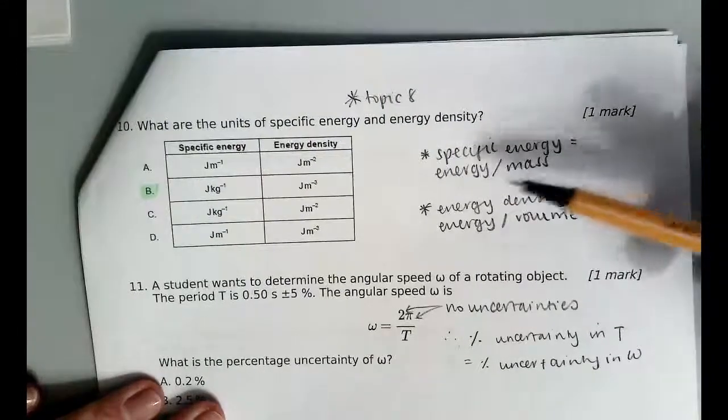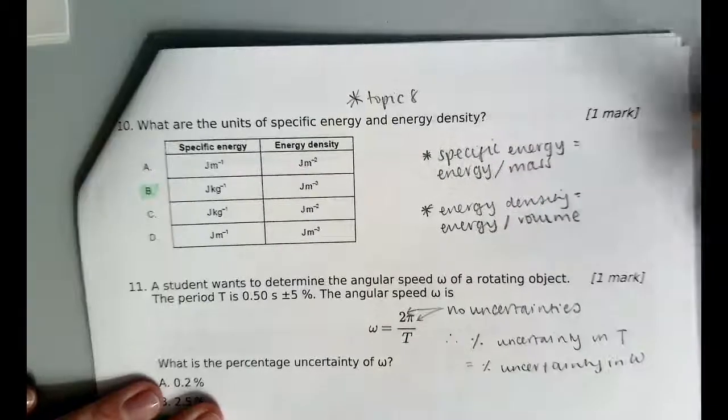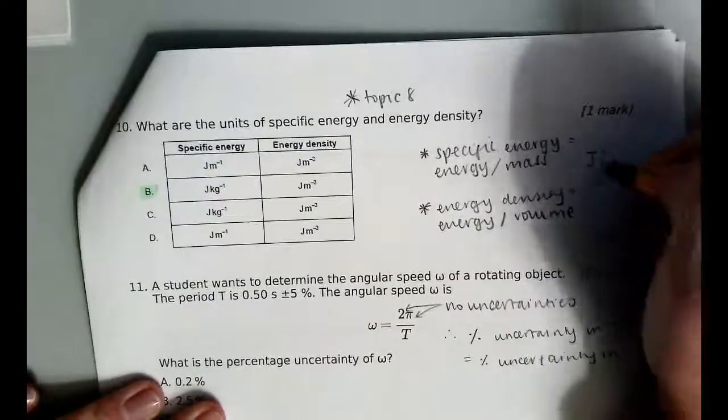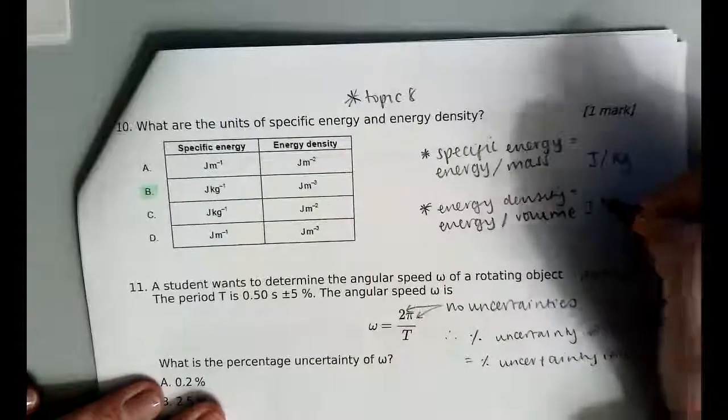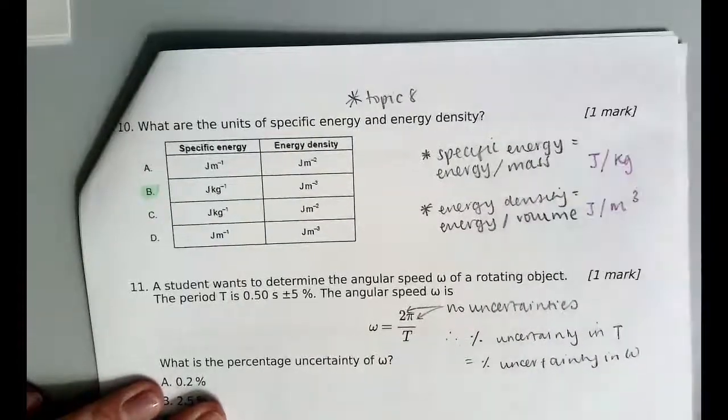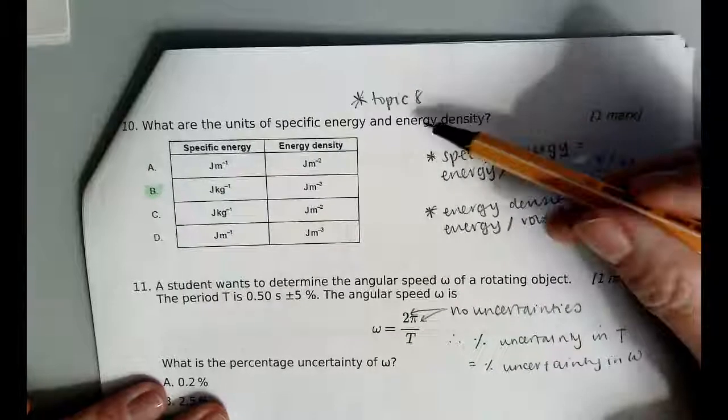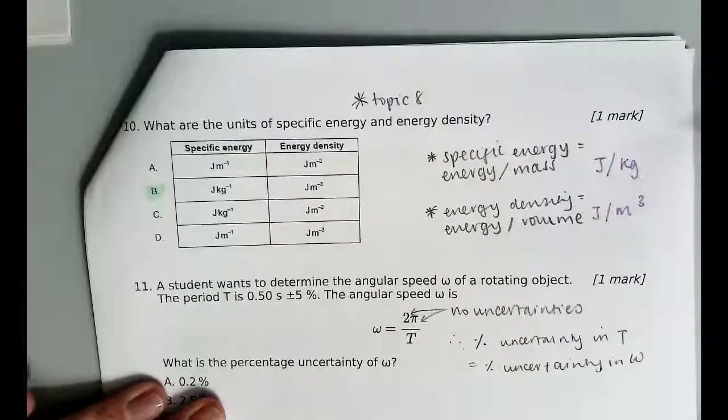So specific energy is the energy stored per unit mass. Energy is in joules, mass is in kilograms. Again, energy density is energy per unit volume. Okay, that would be a straightforward question at the end of the IB course because you would remember those equations.